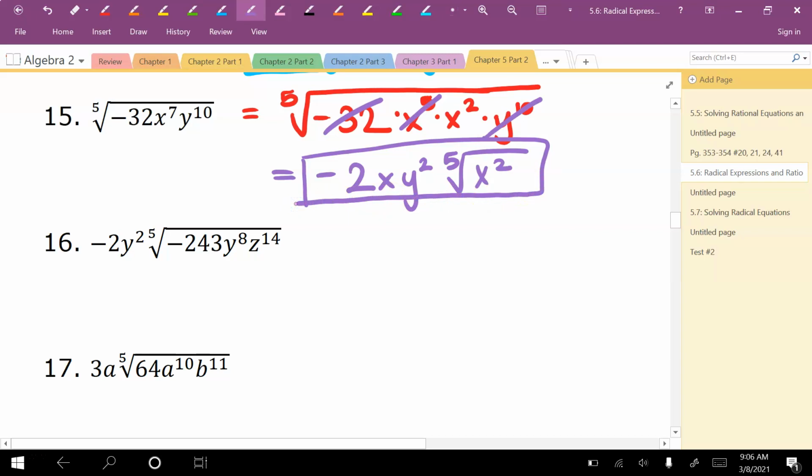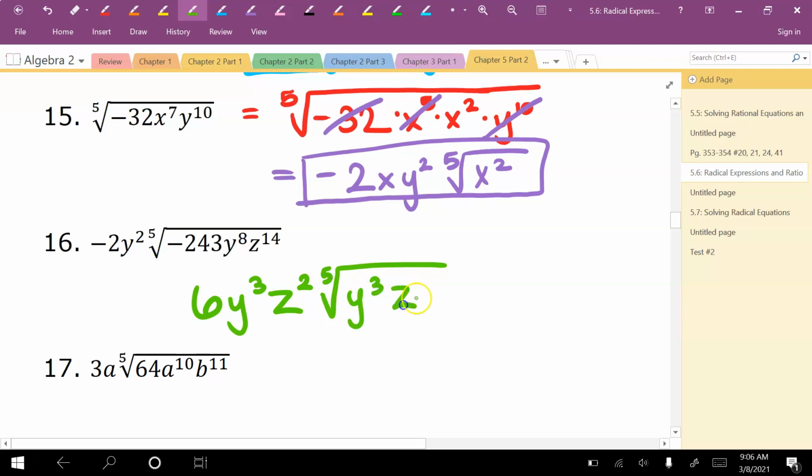All right, so 16 and 17 are along the same lines. What I'm going to do is I'm just going to write down what the answer should be, and if you guys want to try them on your own at some point, you can. So 16, you should end up with this as your answer. And 17 should be that. Okay, so if you want to give those a try and see if you can figure it out.